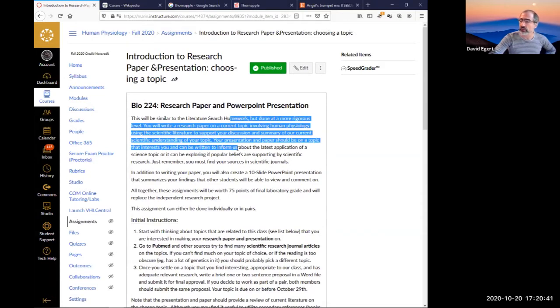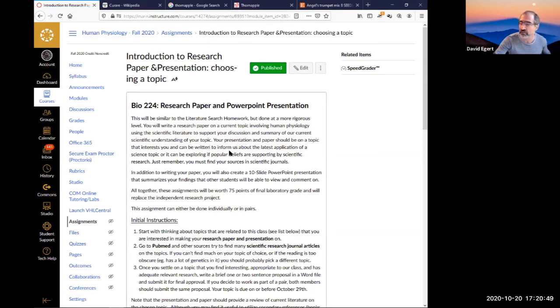You will write a research paper on a current topic involving human physiology, using the scientific literature to support your discussion and summary of our current scientific understanding of your topic. Presentation and paper should be on a topic that interests you and can be written to inform us about the latest application of a topic.